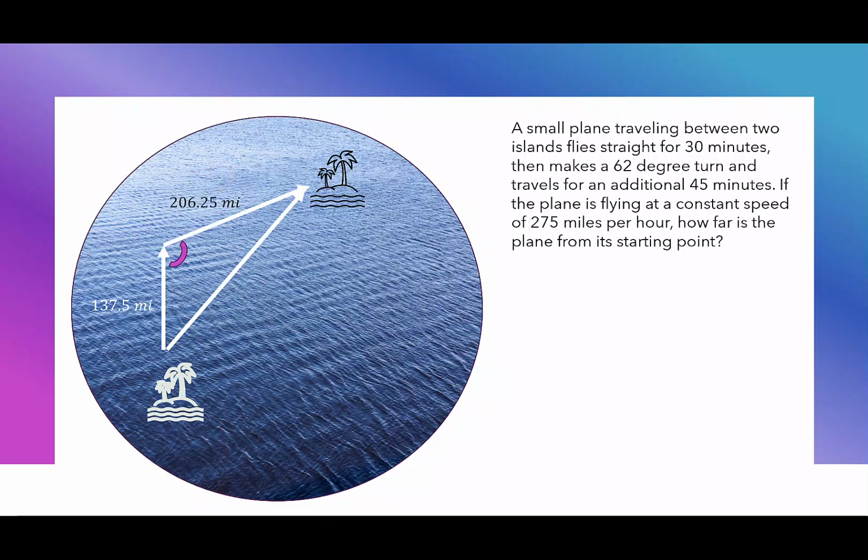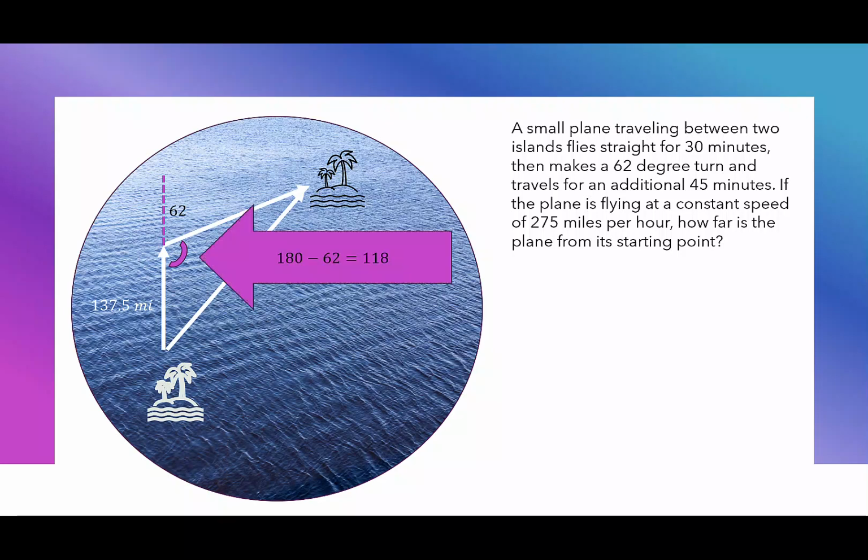To find our angle, let's draw in a vertical line and think about the 62-degree turn that the plane took. Our included angle for our triangle will be supplementary to the 62 degrees. That says our angle is 180 minus 62, which is 118 degrees.